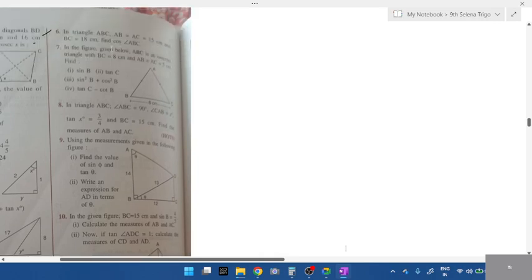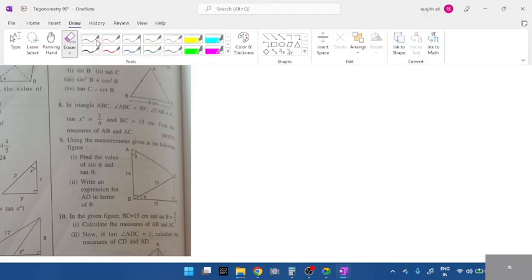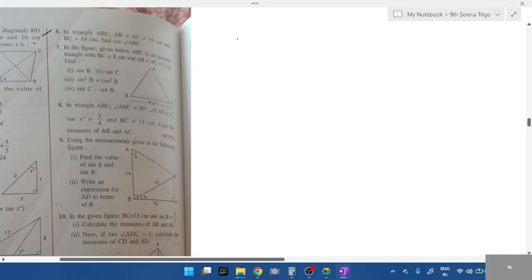What about this one? Did ma'am do? What else did ma'am do? Eighth one. Okay. Fine. Let me explain the sixth one, students. In a triangle ABC, AB and AC are 15, BC is 18. Find cos ABC.